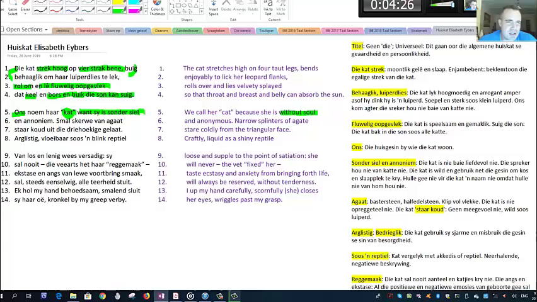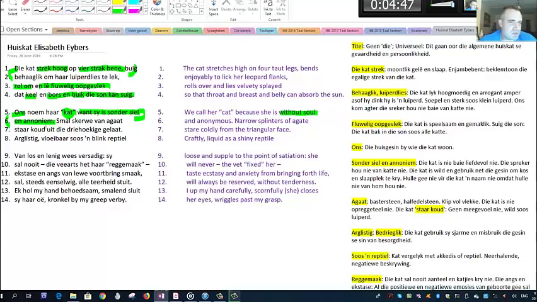Sonder siel, and again, there's the enjambment, in anoniem. And anonymous. This cat is called cat because it doesn't have a soul and it's anonymous. It's really a nobody cat. It's just like a cat that pitched up there, probably mixed breed, tabby cat, sort of. You know, we've all seen them around.